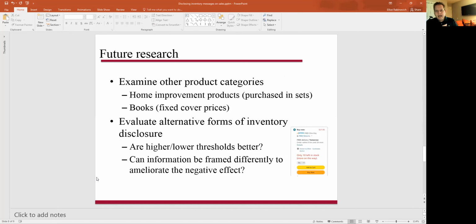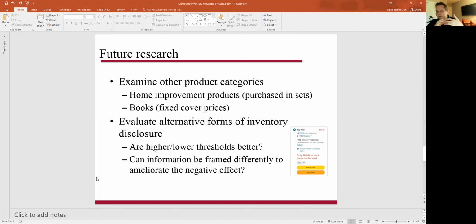In terms of future research, there are a couple of areas that we highlighted in the paper where additional research could focus. One is to examine other product categories, and there are two particularly interesting product categories that we thought might be good to examine. One is, for example, home improvement goods. These are items that are purchased in sets. So, you go buy tiles or items that you usually want to buy in certain multiple amounts, and so you require a specific number of units per product. So obviously, if inventory is running low and you are provided that information, you're not going to place an order.